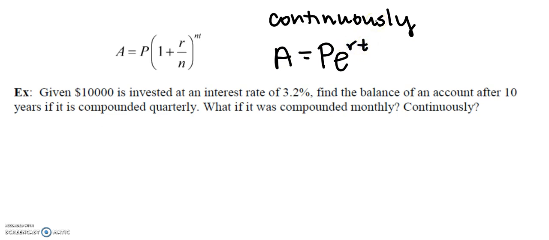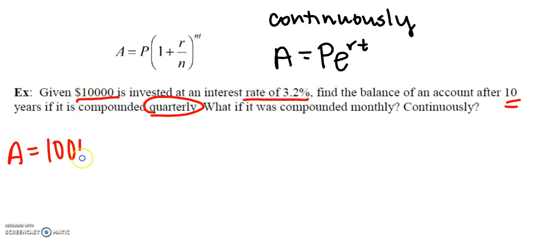So, given $10,000 is invested at an interest rate of 3.2%, find the balance of an account after 10 years if it's compounded quarterly. All right, we can do this. We want to know the amount after 10 years. We've got an interest rate of 3.2% and our initial investment of $10,000. So 1 plus my rate, which is 3.2%, but I've got to write it as a decimal. I'm compounding quarterly, so that's 4 times per year. So n is 4. And I'm doing that for 10 years.